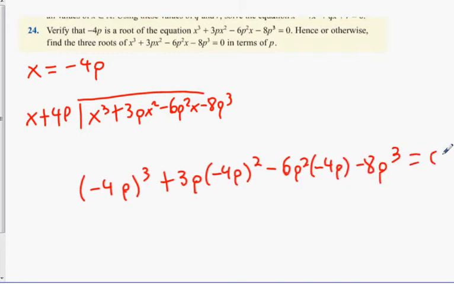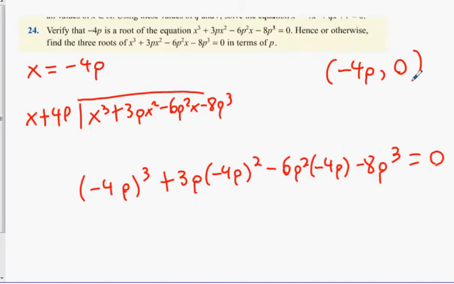I have to prove this equals 0, don't I? That when you put in minus 4p as the x value, the y value of that function has to become 0. Is everybody cool with that? That's what a root means. Okay, that's why it doesn't equal 0 there. That refers to the y value.